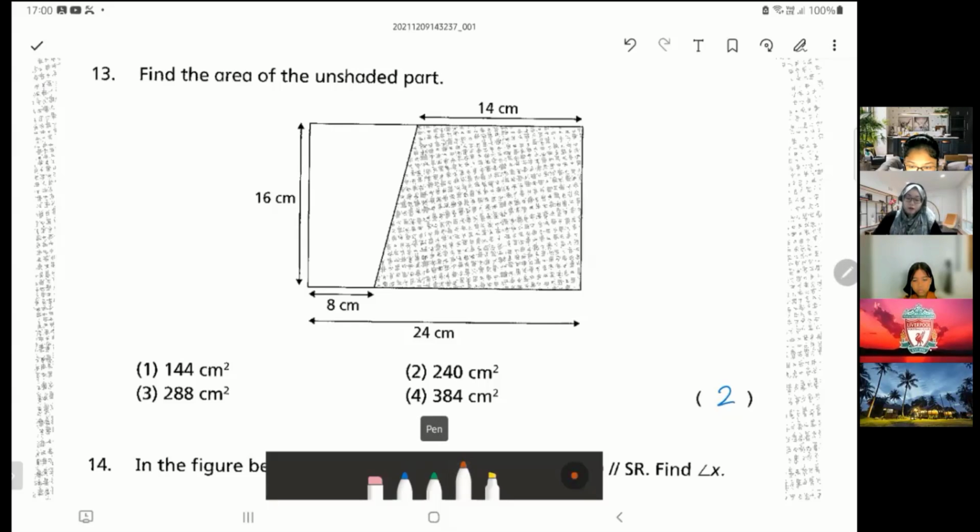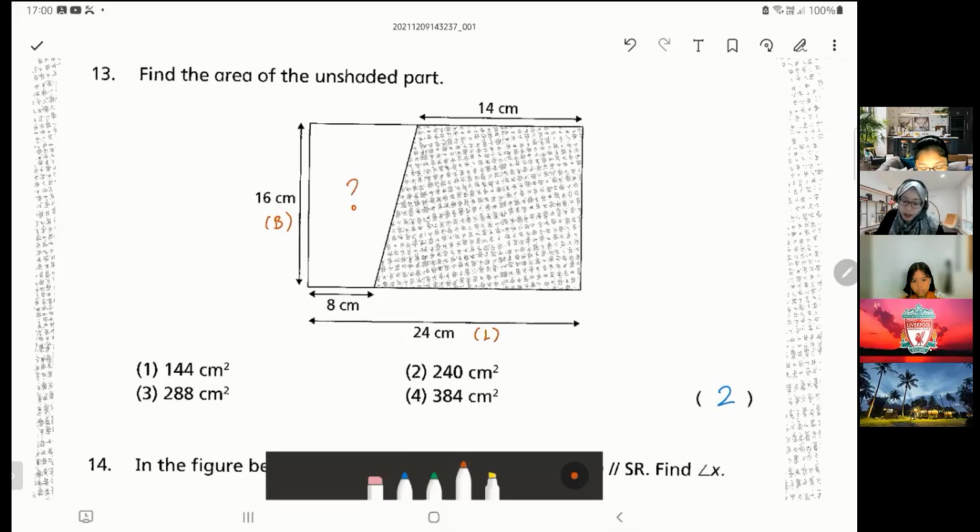Find the area of the unshaded part. So you can see that this is a rectangle, right? So if there's a rectangle, you should know where is the length and where is the breadth. I can identify the length by being the longer one. So this is my length and this is my breadth. I label first, okay? I want the unshaded part, which means I want this portion, correct?